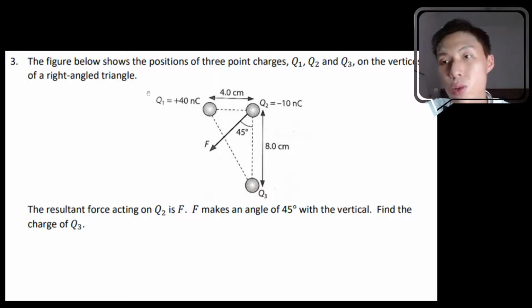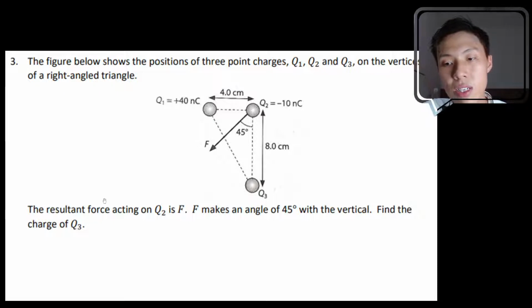Let's try to solve this question here. The figure below shows the positions of 3 point charges Q1, Q2, and Q3. Q1, Q2, Q3 are placed on the vertices of a right angle triangle. In the diagram, it shows a right angle triangle with 90° over here, and they place Q1, Q2, Q3 on the vertices, or the corners, of the right angle triangle.